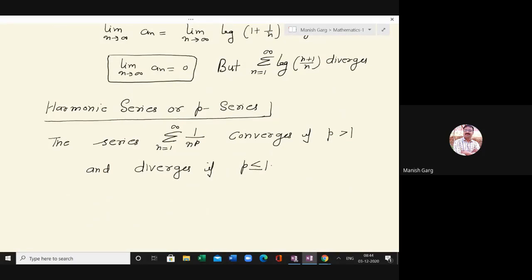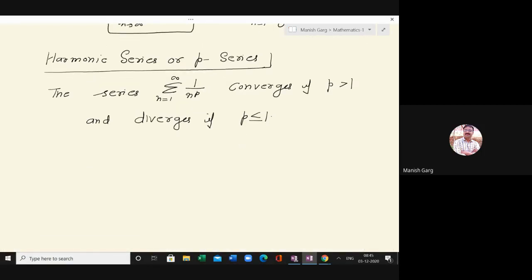So remember, suppose you have a series in the ratio of 1 upon n की power p, it converges if p is greater than 1 and diverges if p is less than 1. Now I am doing one more example before doing the next theorem. This example you see everywhere and you might study it in your intermediate also.